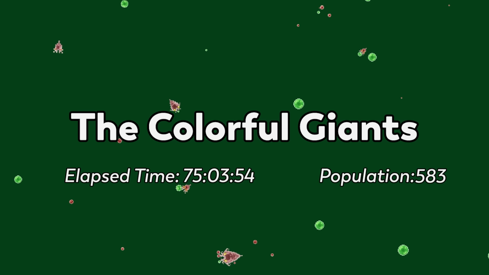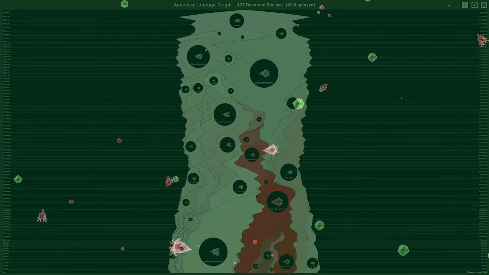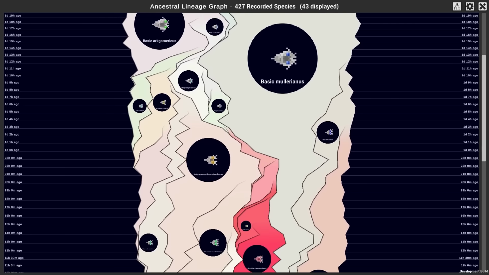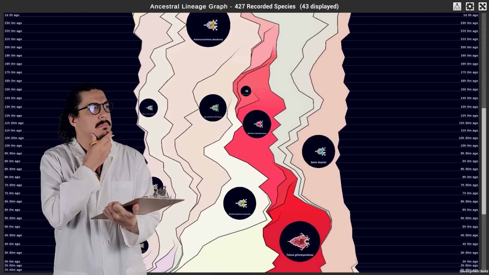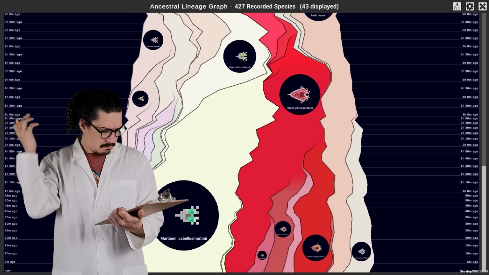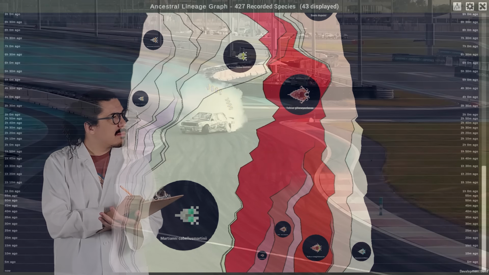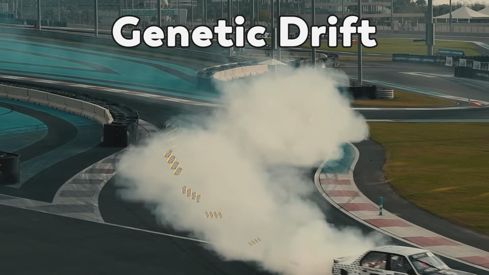Some extra hardy individuals even called Zones 5 and 6 home, becoming the first to be born, reproduce, and die in the sparsest areas. At 75 hours, things really start to get interesting. Opening the lineage graph, we can clearly see something significant is happening. And weirdly so. You see, in biology, there's a concept called genetic drift, which means that in the absence of any selection pressure, there will still be fluctuations in a population's genetics over time.